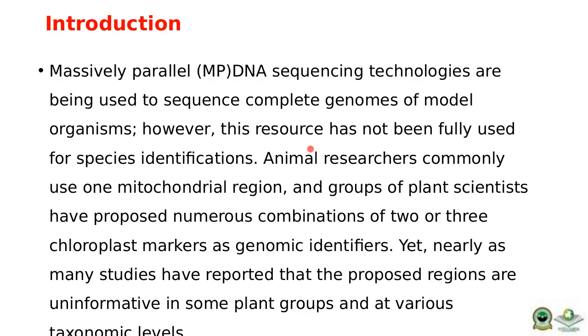Now, massively parallel DNA sequencing technologies are being used to sequence complete genomes of model organisms. However, this resource has not been fully used for species identification. I'm not going to dwell heavily on species identification, that is just for the sake of mentioning that we need to identify organisms, but our aim is to provide assessment tools that will quantify the biodiversity present in that particular community.